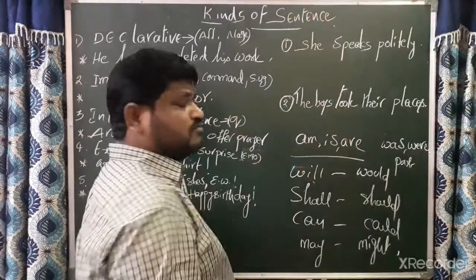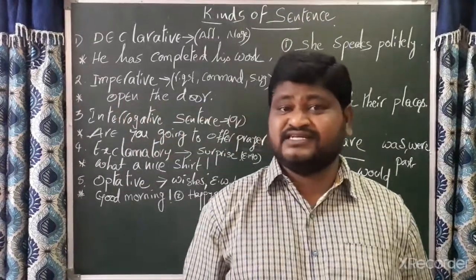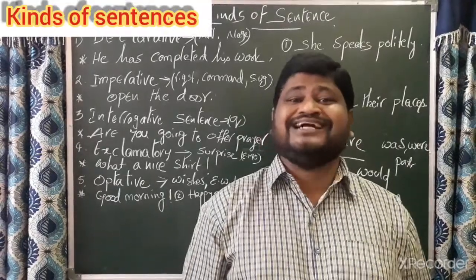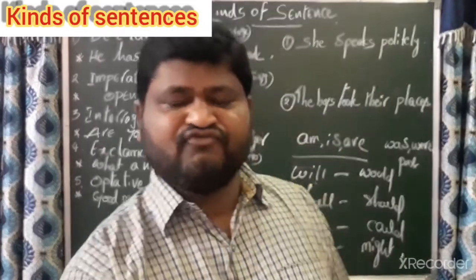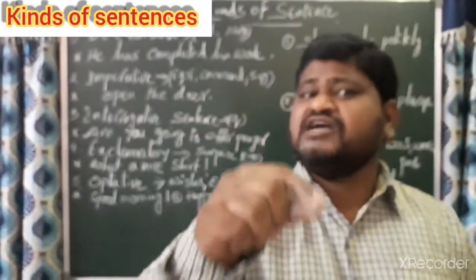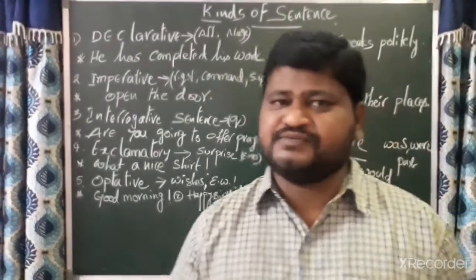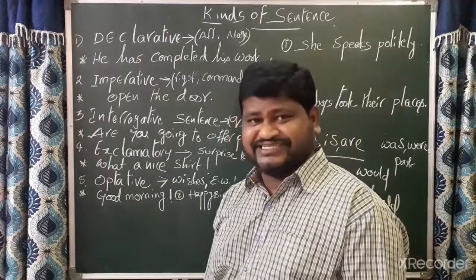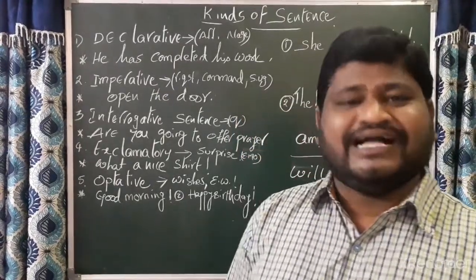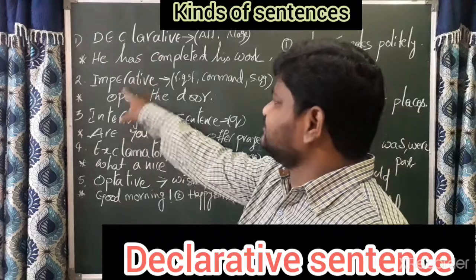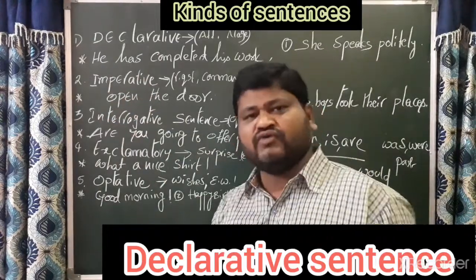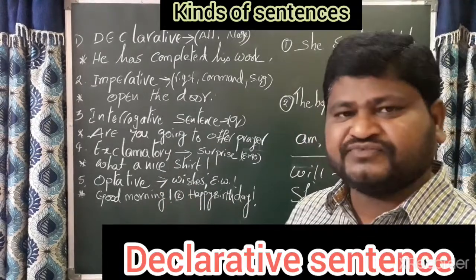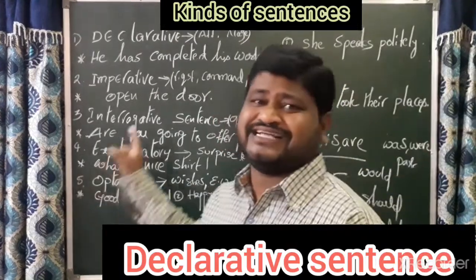Friends, this is also the most important topic, the kinds of sentences. In our grammar book, it is a very important topic. There are 5 types of sentences. The first one is the declarative sentence or assertive sentence. The second one is imperative, the third one is interrogative, the fourth one is exclamatory, and the fifth one is optative sentence. So this is the second topic, friends.